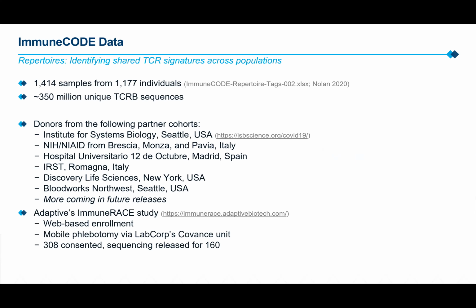And then finally, Adaptive has launched a study they call ImmuneRace, where basically anyone in the US, we are limited to the US right now, can enroll at the website. And those that qualify, then LabCorp's Covance unit will send out mobile phlebotomy to your home to actually draw blood. So this is a good way to specifically get different targeted populations. And that's an ongoing study and an ability for us to target sample collection.